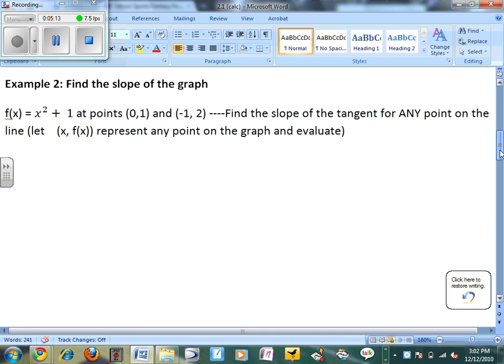All right, so here we're going to do it slightly different. Well, now we have a curved function, x squared plus 1. We know that's a parabola. So we want to find the slope of this graph actually at 2 points.